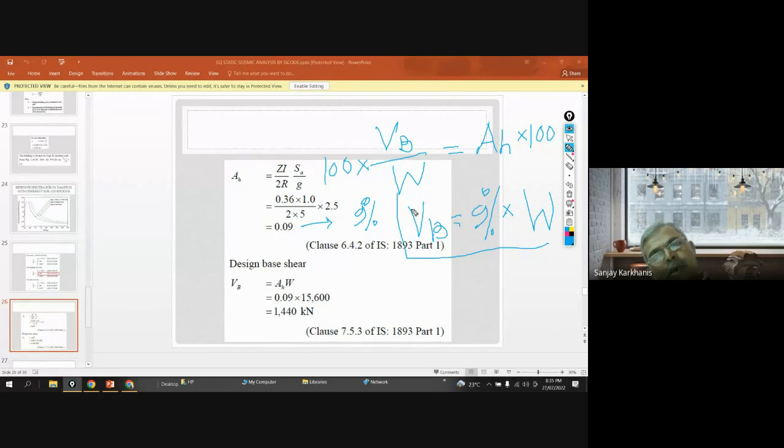राइट. अब ये जो हमारे एल्डर जनरेशन के लोग थे ना, वो इतने होशियार थे कि वो बोलते थे ये VB वगैरह निकालने की कुछ जरूरत नहीं, सिर्फ ये सिस्मिक वेट निकालो, अपने पास ये कुछ नहीं है. वी डोंट नो ZI SA/G, ये कुछ डेटा नहीं है. सेफ साइड 15% ऑफ W इक्वल टू VB करो, वो सेफ थे कि नहीं?